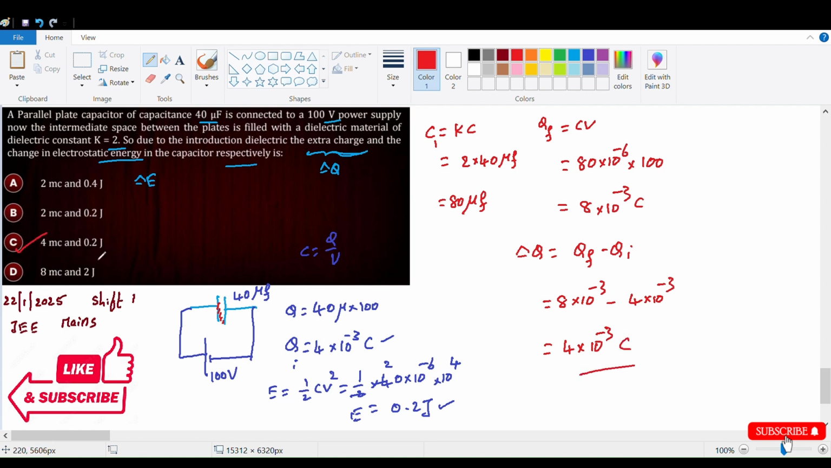There is only one option there with 4, third option is the correct answer. Just to check with energy also, E final is equal to half CV square, half into C value 80 micro, 80 into 10 power minus 6, V square 10 power 4, 0.4 joules it is.